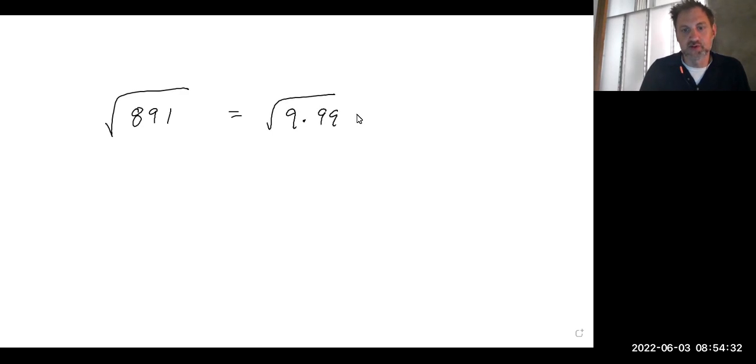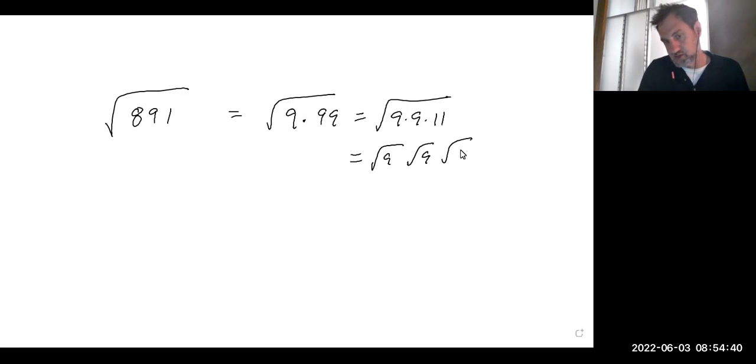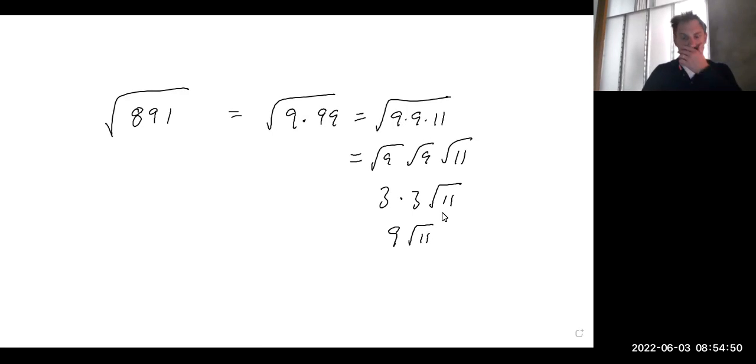Already it's gotten a lot simpler. This is now 9 times 9 times 11. And so square root of 9, square root of 9, square root of 11. I guess actually that's a little silly because 9 times 9 is 81, which means 9 is going to come out of this. But anyways, the point is there's multiple ways to get there. 9 times the square root of 11.